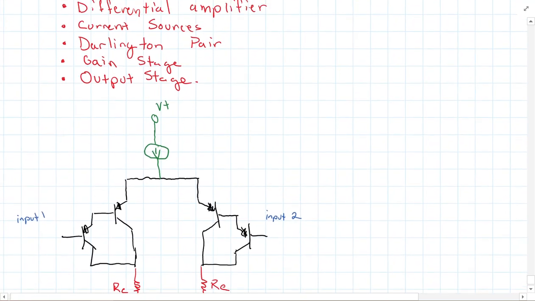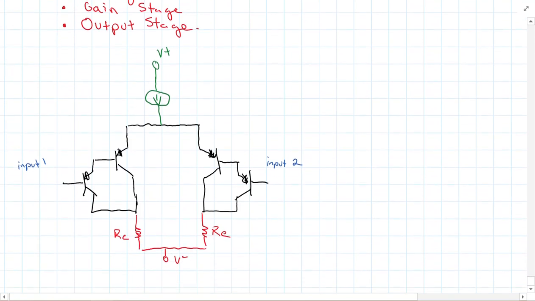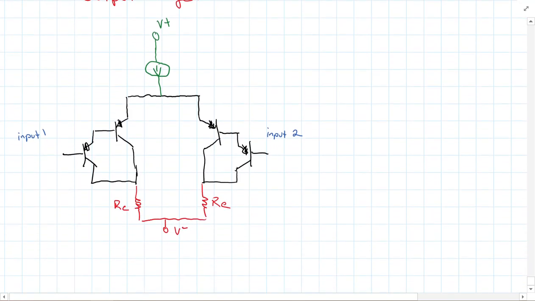One thing, though, let's see what we've managed to cross off the list here. I've got my Darlington pair, and I've got my differential amplifier. I have current sources, but I don't really have them there. I haven't drawn the circuits for them. So let's go ahead and continue on here.